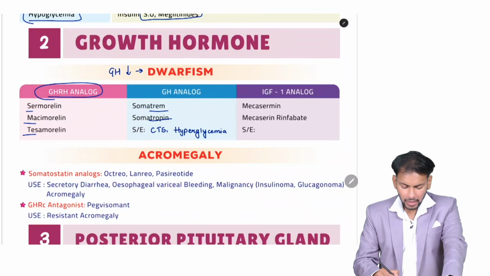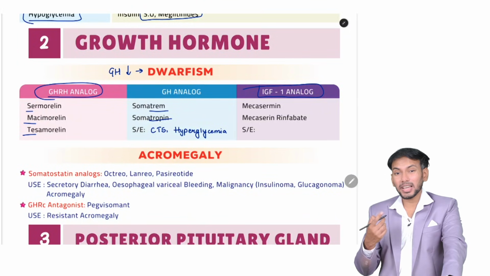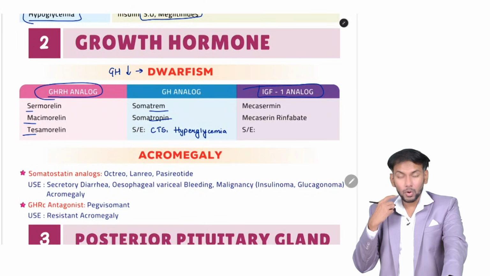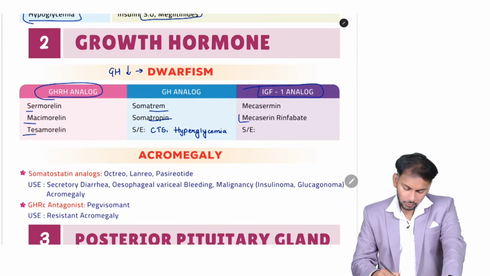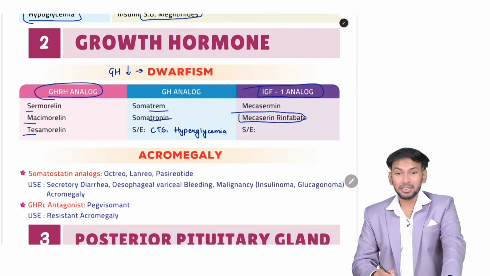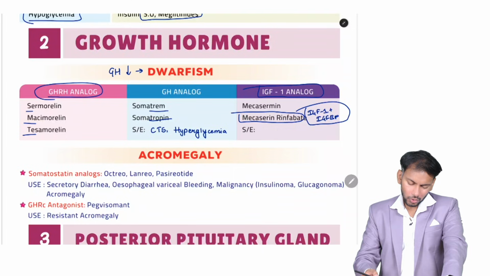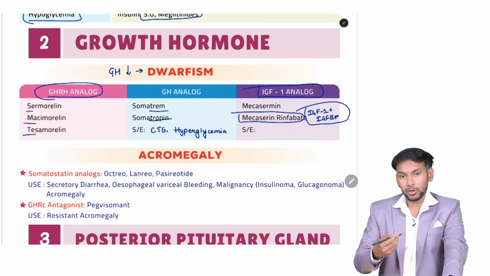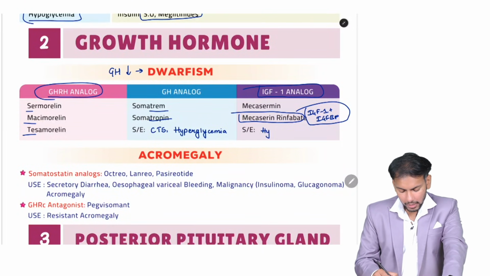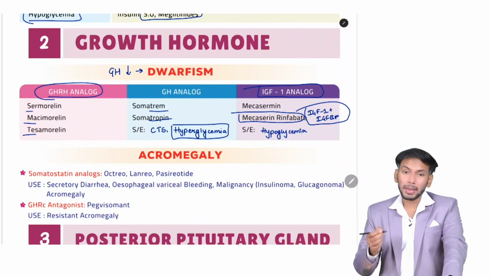Next is IGF-1 analog. It is insulin-like growth factor 1 analog. What are the drugs? Mecasermin, and mecasermin rinfabate, which is IGF-1 plus IGF binding protein analog. What is the side effect? Because it is insulin-like growth factor, what will insulin cause? It will cause hypoglycemia. This is what I want you to remember: IGF-1 will cause hypoglycemia. GH will cause hyperglycemia.